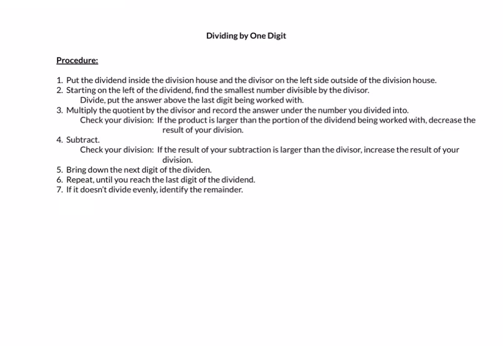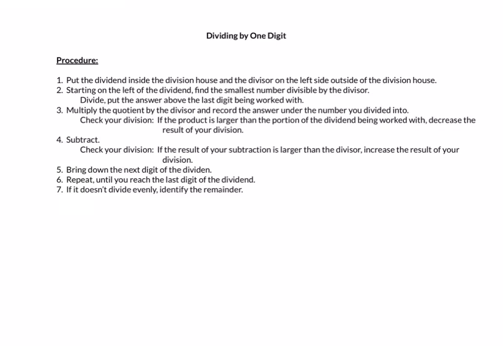Now, on all of our other operations, we started on the right and worked towards the left. Division is different. We're going to start on the left of the dividend and find the smallest number divisible by the divisor. We divide. We're going to put the answer above the last digit being worked with. We want to multiply the quotient by the divisor and record the answer under the number you divided into.